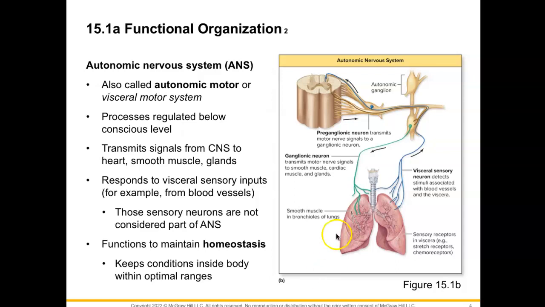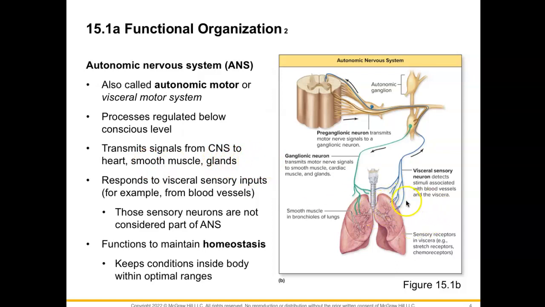We'll transmit signals from our central nervous system to organs or tissues such as the heart, smooth muscle, and our glands. And I want you to think of this as muscle and glands, right? So you're going to think cardiac and smooth muscles and glands. And it'll respond to visceral sensory input.